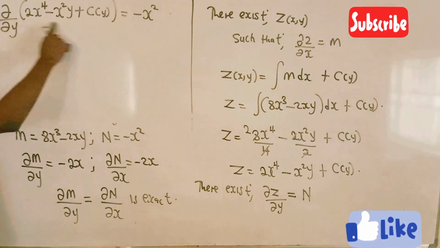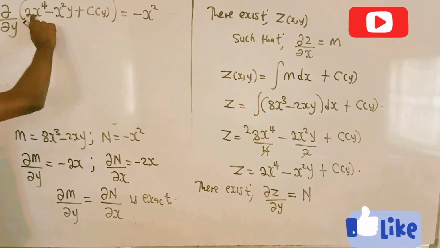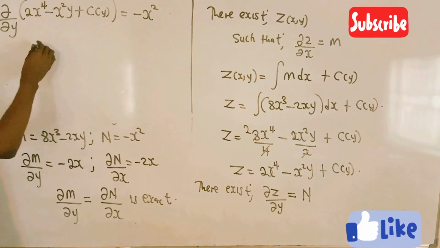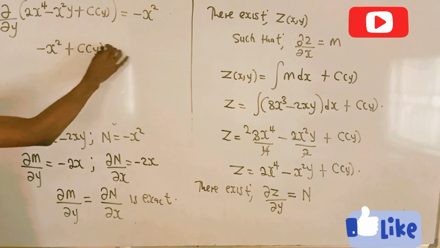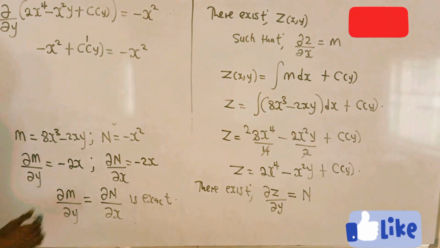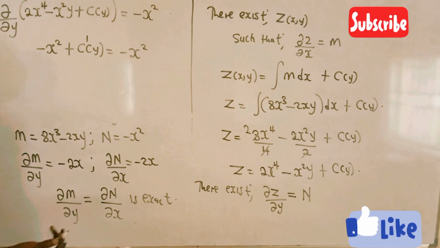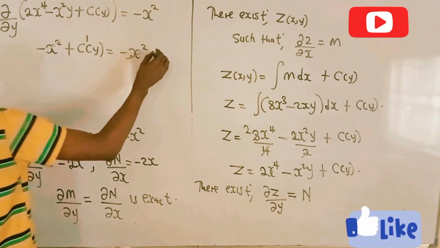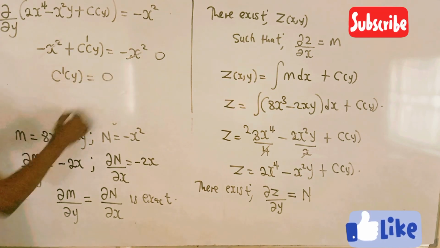So differentiating this with respect to y, there is no y in the first term, so it is considered a constant, and then differentiating y here is 1. We have minus x squared plus c prime of y equal to minus x squared. This is c prime of y, the differentiation of c of y, because it's acting as a function of y. And cancelling x squared from both sides, we have c prime of y is equal to 0.